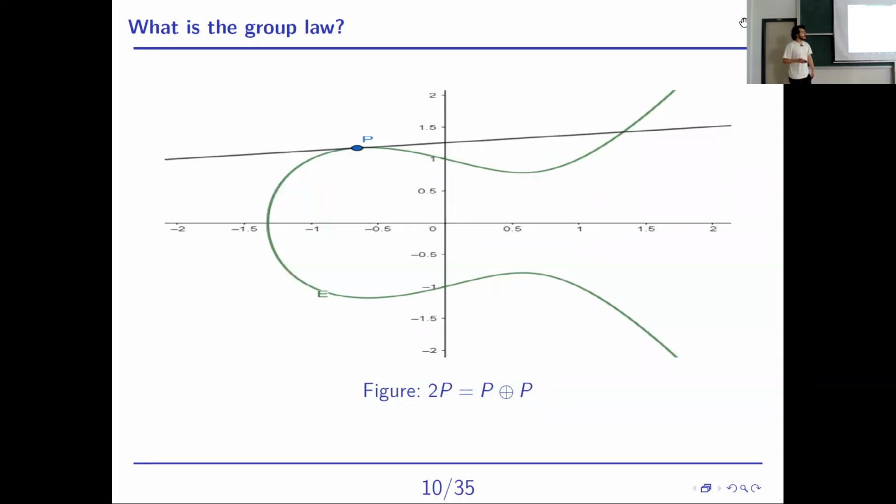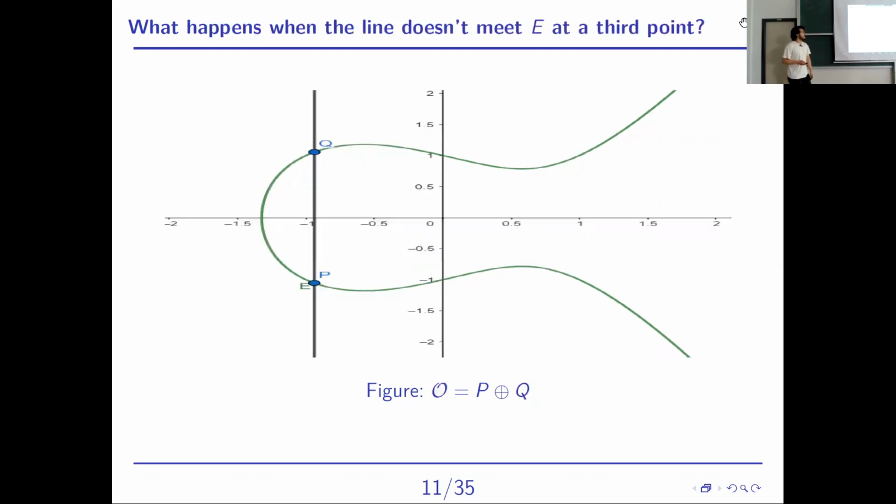There are two questions to be asked. What happens if I want to compose a point by itself? I consider the tangent line passing by that point. And what happens if it doesn't intersect in the affine drawing? In this case, we see why it is more natural to consider an elliptic curve as a projective curve, because then we are guaranteed that it will intersect at a third point.